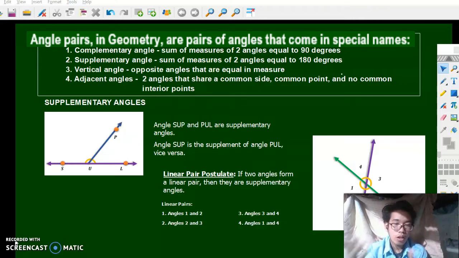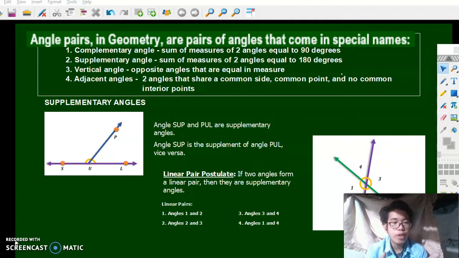Because of the nature of supplementary angles, we move forward to the postulate that describes the relationship between angles and lines. The first most common relationship in geometry for supplementary angles and two lines is called the linear pair postulate. The linear pair postulate states that if two angles form a linear pair, then they are supplementary angles.